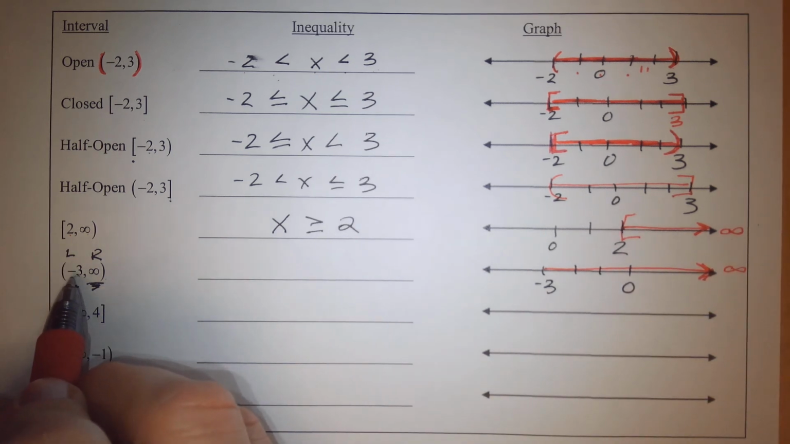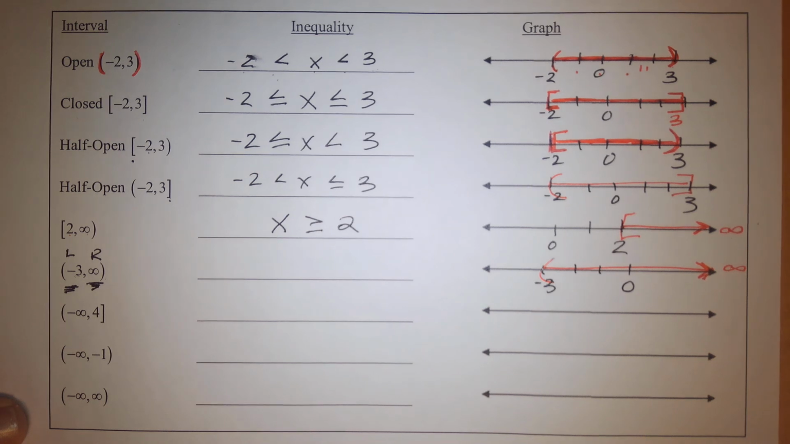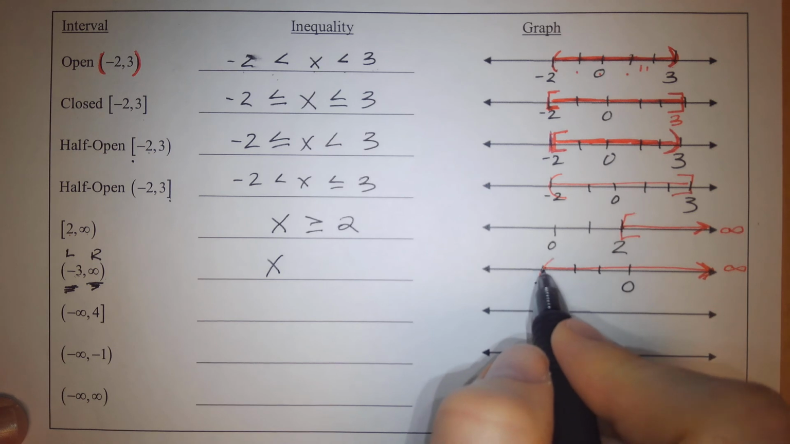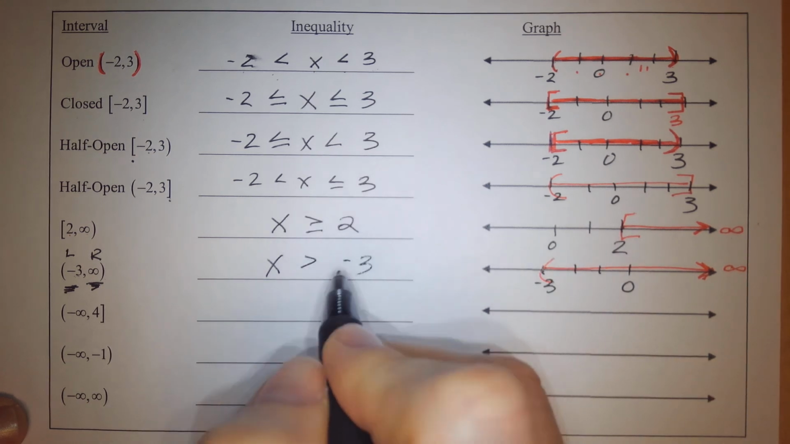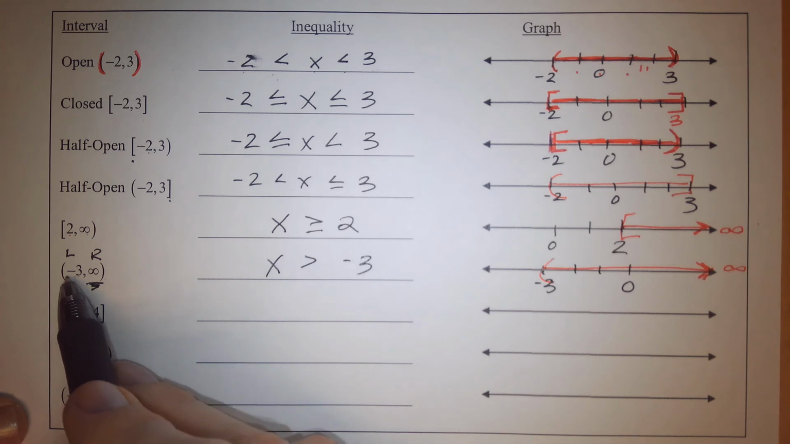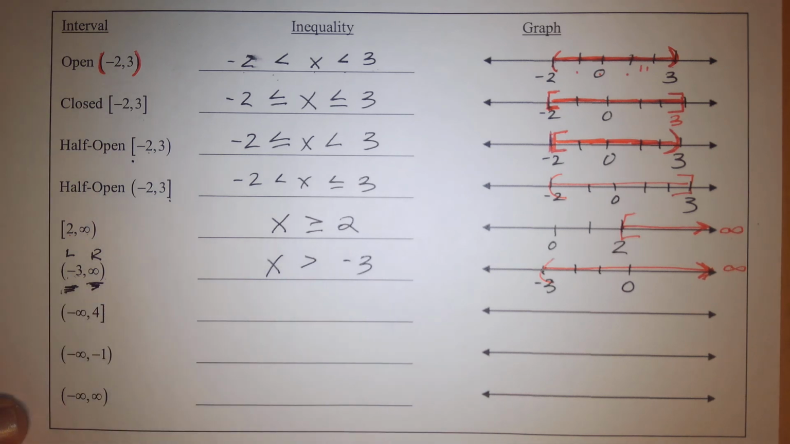Is -3 included? No, it is not. In an inequality, I say x is greater than -3. I do not say "or equal to" here because I have a rounded parenthesis, so therefore -3 is not included.